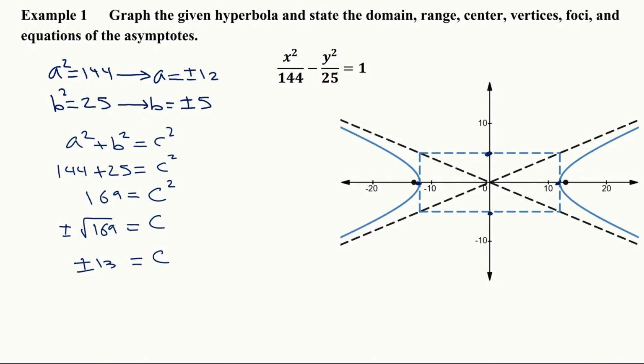Let's go ahead and write some of these facts down. We know that the vertices are at plus or minus 12, 0. And now we know that the focuses, or the foci, are going to be at plus or minus 13, 0.